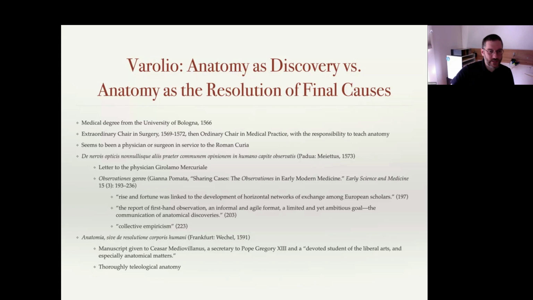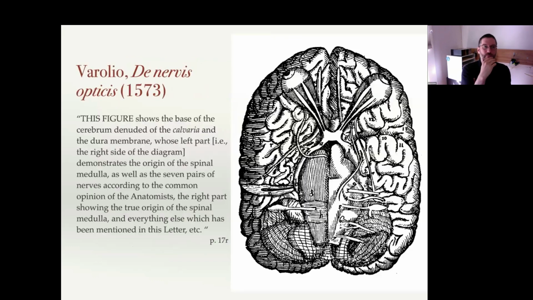His other work, his Anatomia sive de resolutione corporis humani, the resolution of the human body. This was a manuscript given to a secretary to Pope Gregory VIII, who was, quote, a devoted student of the liberal arts and especially anatomical matters. This is a really teleological anatomy. So let's go through these really quickly.